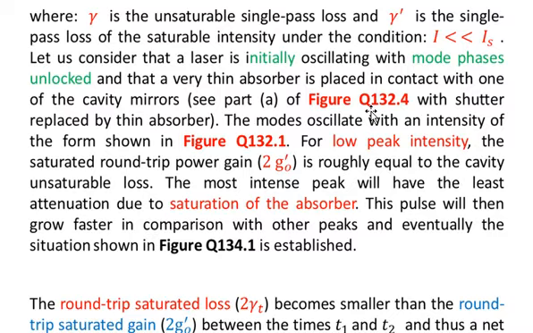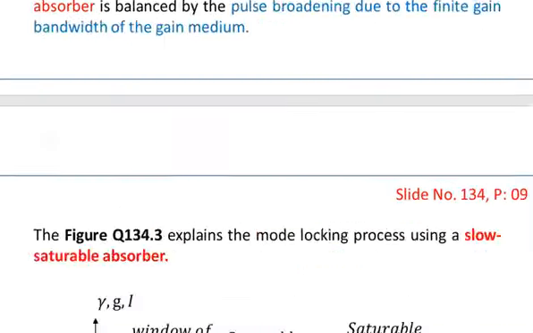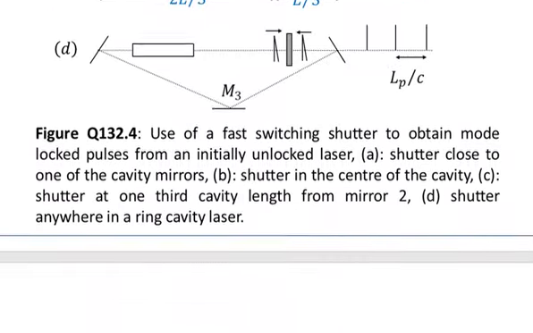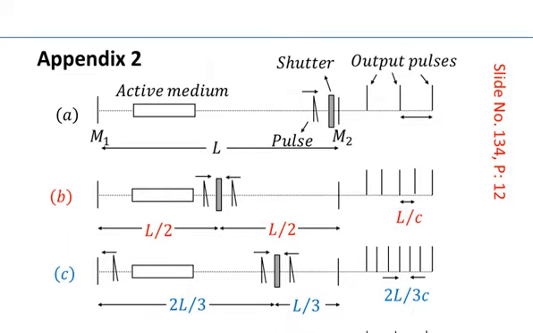So let me show you this figure in the appendix, where we have replaced the shutter by a thin absorber. In part A, you see that this is a shutter which is very close to mirror M2, and for our present case we are going to replace this shutter with the thin absorber. So our fast absorber is placed over here. The rest of the things will remain the same. This is the active medium, and we are going to place our absorber very close to one of the cavity mirrors, and here we have placed it close to mirror number 2.